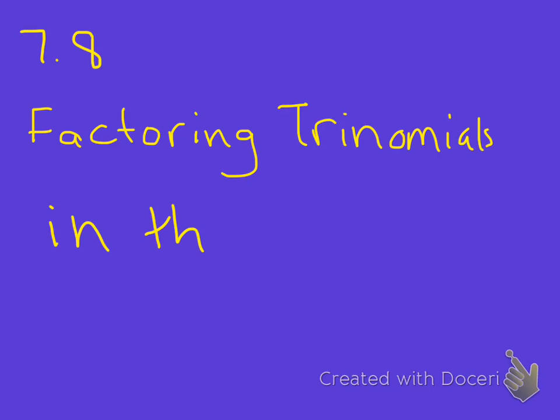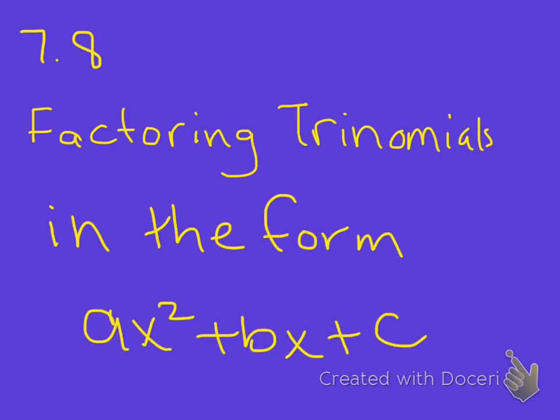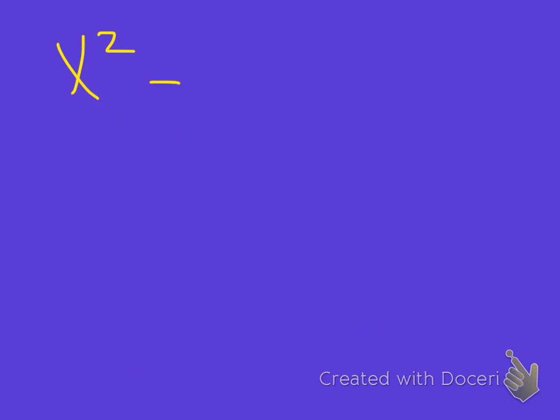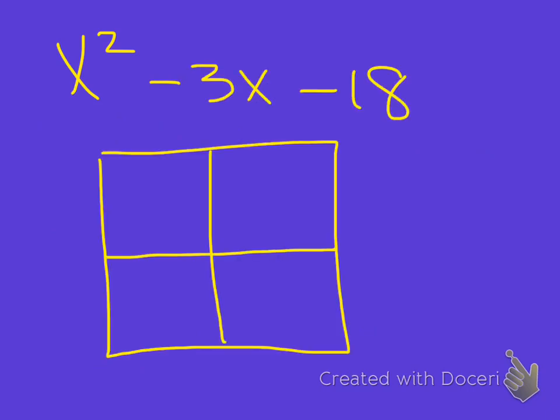All right, we're going to be factoring trinomials in the form ax squared plus bx plus c. The new thing today is that we're going to have a number in front of the x squared, okay? So we're just going to go to this one and do it. See what this one's like. We did this before, so this is no big deal.